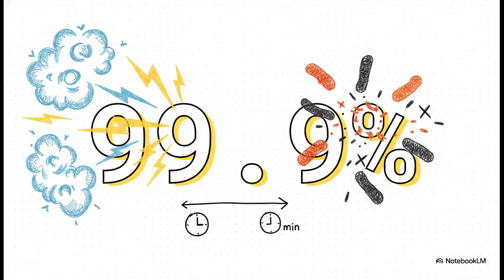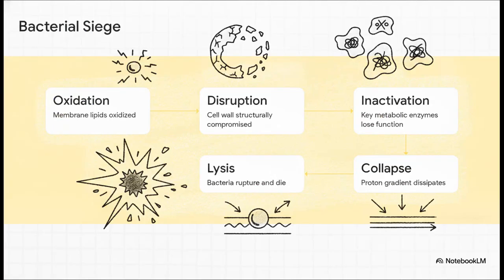coli and Mycobacterium tuberculosis. And you know what's most incredible about that? It pulls this off in just 4 to 20 minutes of exposure. It does this by triggering a total structural collapse. Essentially, ozone executes a highly precise 5-step siege on bacteria.